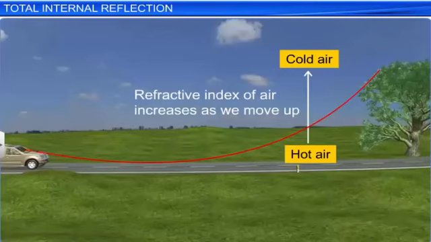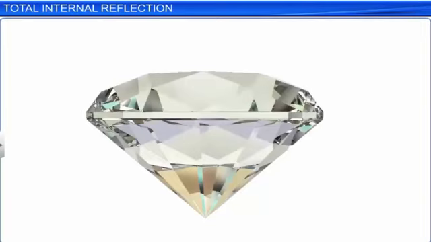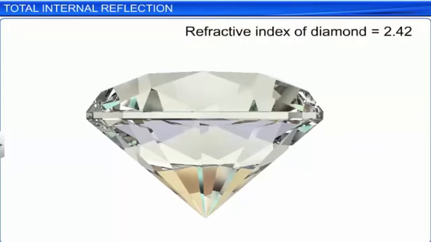Another example of total internal reflection is the sparkling of diamond. Diamond has a high refractive index of 2.42 and the critical angle for the diamond-air interface is 24.4 degrees. Diamonds are cut in such a way that most of the light rays entering the diamond undergo total internal reflection many times before they exit. This gives diamonds their bright sparkle.